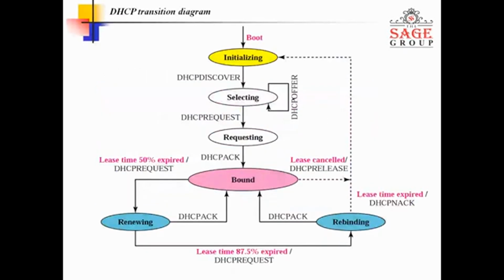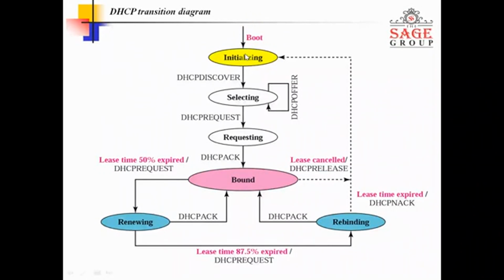Next, this is the transaction diagram of how DHCP works. In this diagram, there are basically 6 steps. First is initialization. Second is selecting. Third is requesting. Fourth is bound. Fifth is renewing. Sixth is rebinding. Let me explain how it works. The server boots the application. DHCP boots at the server end.